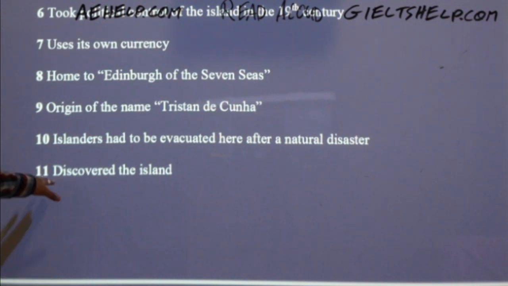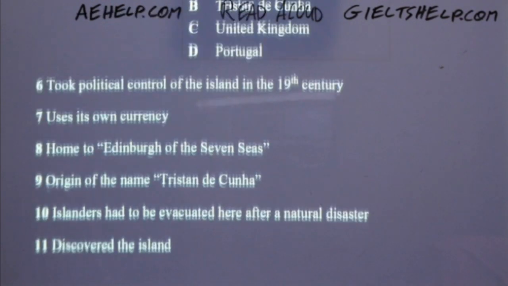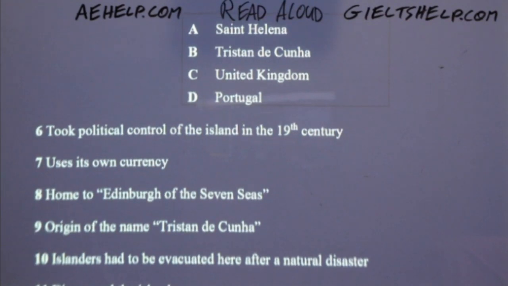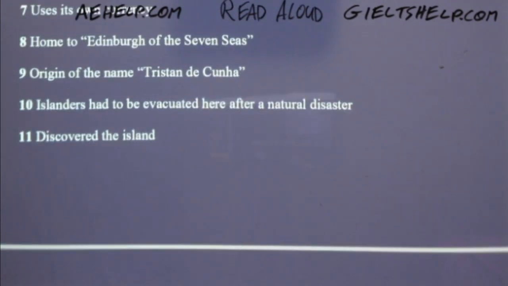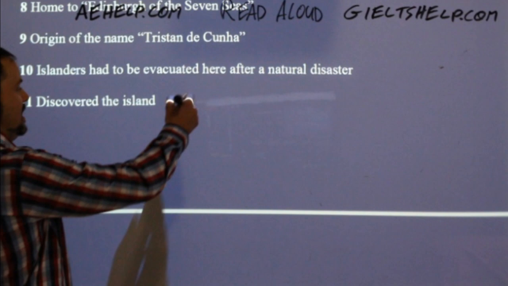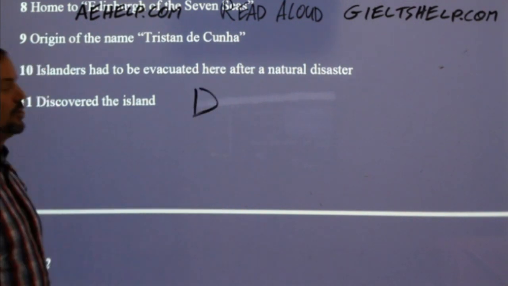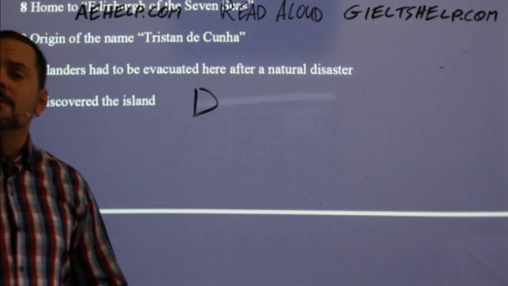Okay, the last one. Discovered the island. A, B, C, or D? Yeah, Roshni, be sure you have the right idea. It's the captain. Yeah, Hassan, of course. It's Portugal. The Portuguese discovered the island. Yeah. So it's the captain, yeah. It's the original captain. Tristão da Cunha is the captain. Be confident.